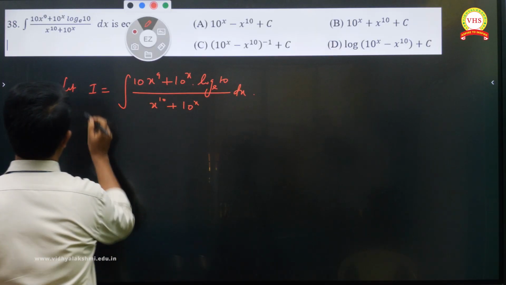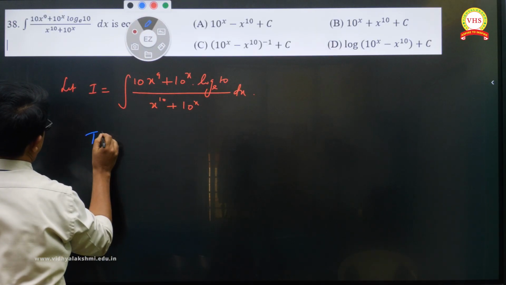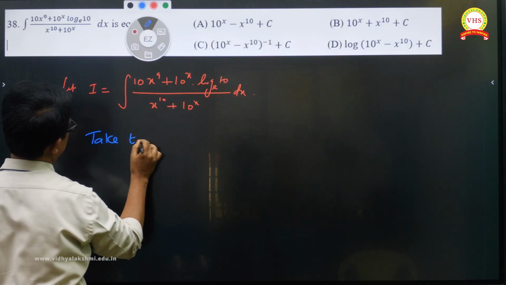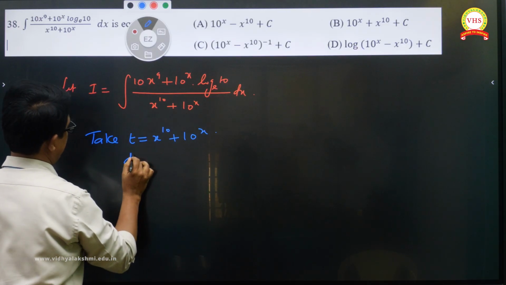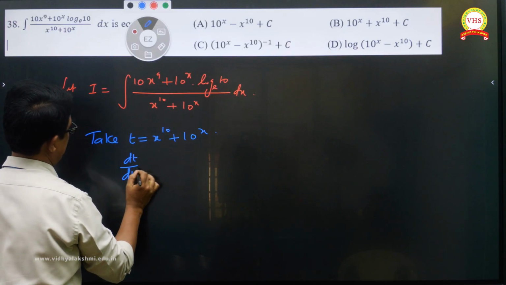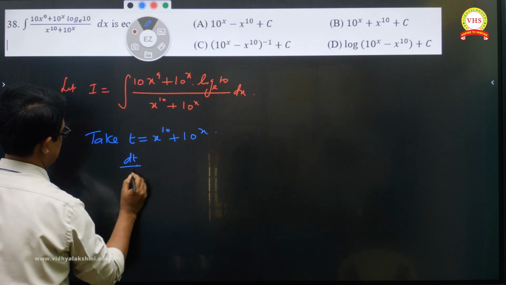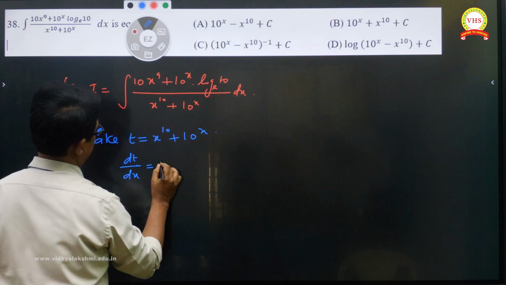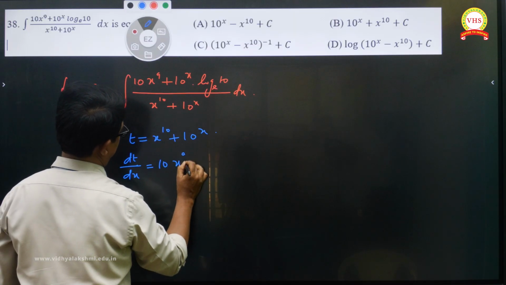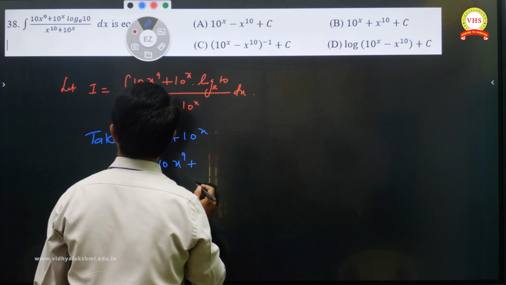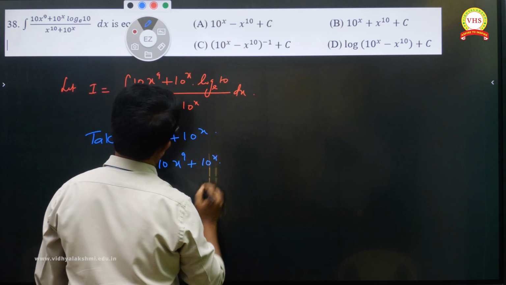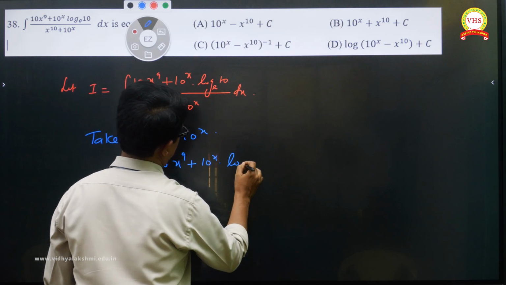Now we are going to take the denominator. Take t as x power 10 plus 10 power x. The derivative of this, dt by dx, equals 10 into x power 9 plus a power x formula. What is a power x? A power x into log a, that means log 10 base e.